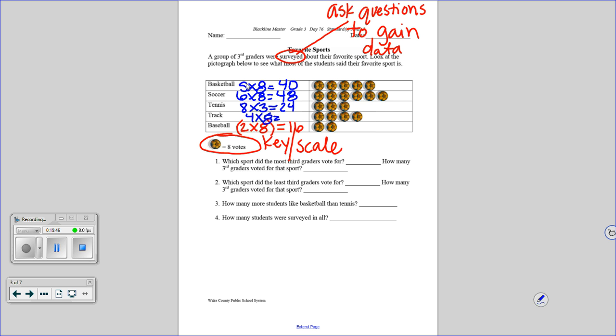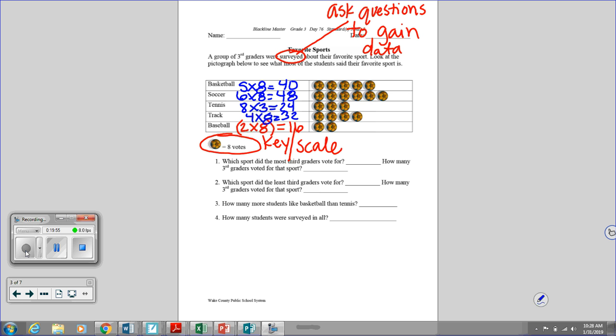You started at 24, so how did you get to 22? Actually voted for each of these sports. On the next page, I want you to write number 1, 1 and then a dot. We're going to start answering the questions that I have. Number 1 says, which sport did the most third graders vote for?